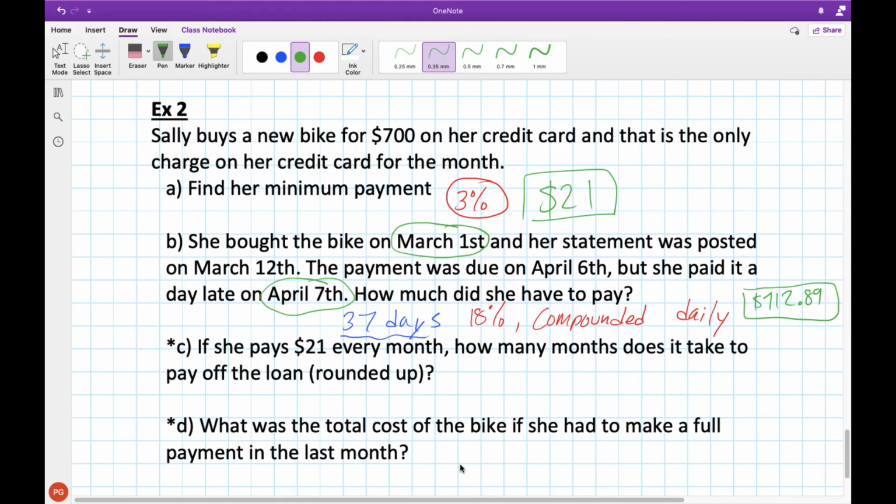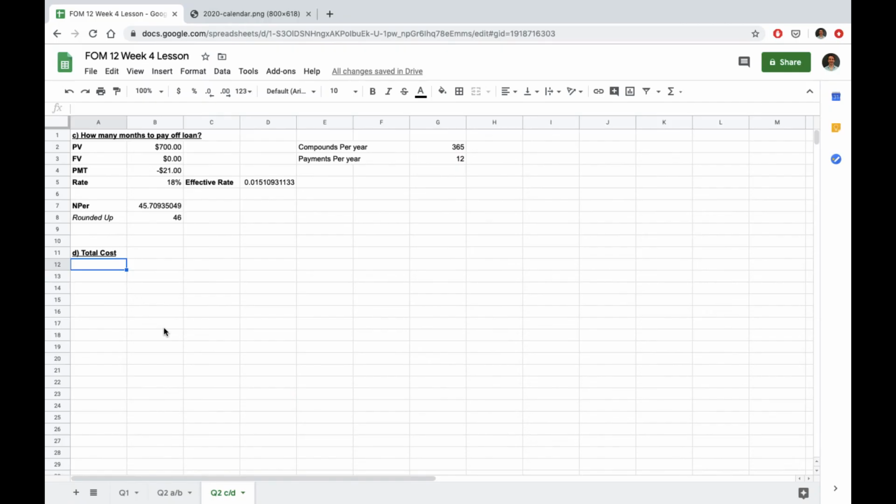Our last question here is what's the total cost of the bike if she had to make a full payment in the last month? We've done these types of questions before. All we have to do is take the number of months that she would have paid, again, round it up, and multiply it by the payment amount, and we'll multiply by -1 because our payment is negative. We want our answer to be positive. So our bike would cost $966.